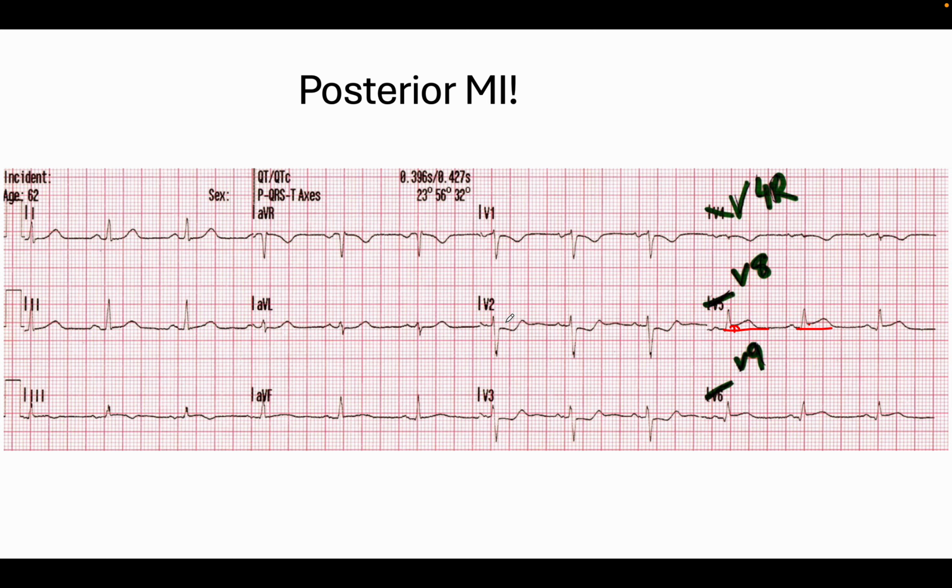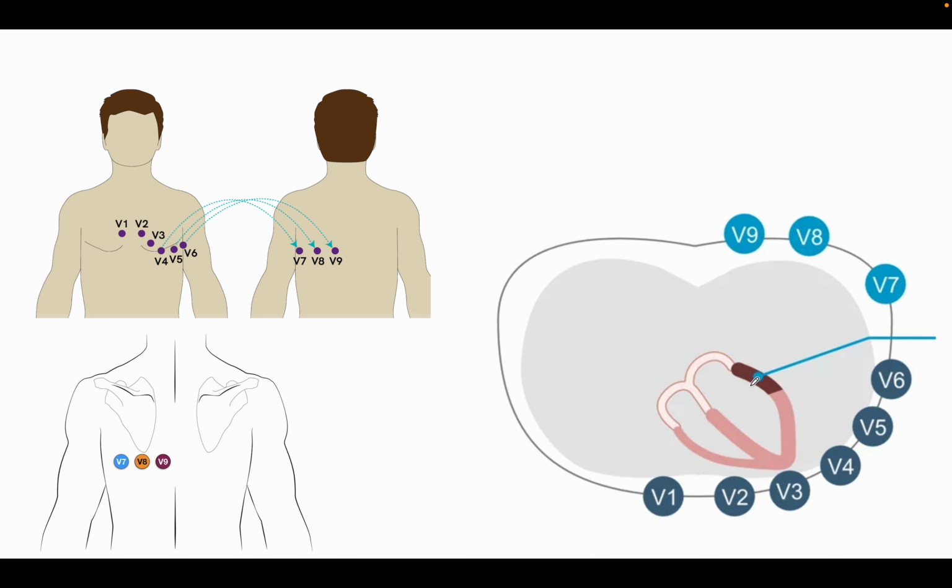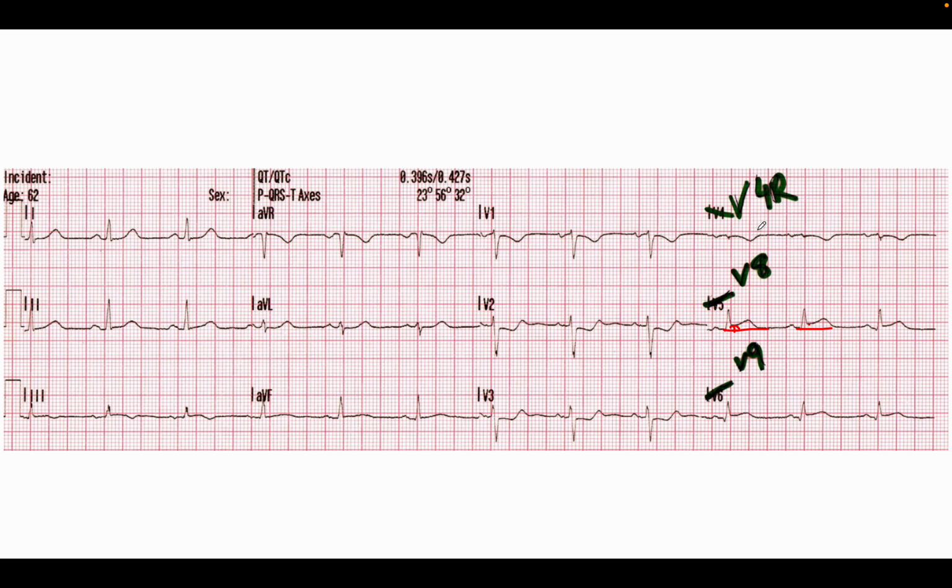If you see ST depression in leads V1, V2, V3, that might be reflecting a posterior infarct, because if we look here, the posterior wall is behind the anterior wall. So V1, V2, V3 can't directly see the posterior wall, but they might be showing changes that indirectly suggest there's something going on there. So just move these leads there and you might see some elevation. Well done if you picked that up, but it's something worth knowing, definitely.